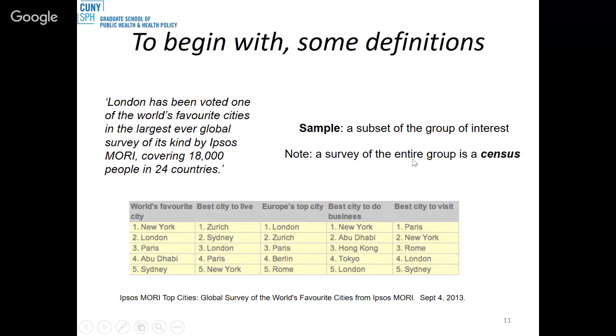If you do survey the entire group, that's called the census. So by entire group, I mean the population of interest. And a single observation is often called a record. So in here, the population is the whole world. The sample is these 18,000 people from 24 countries. And each of those 18,000 survey responses is a record.